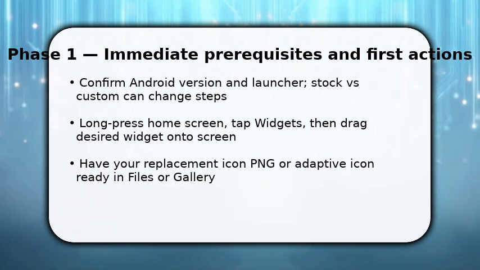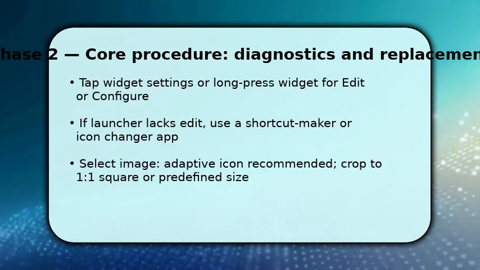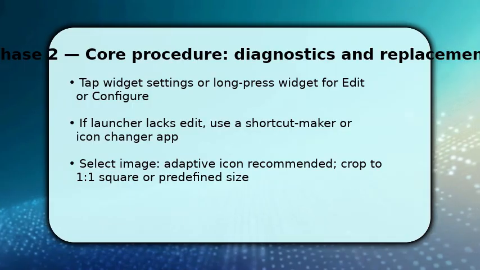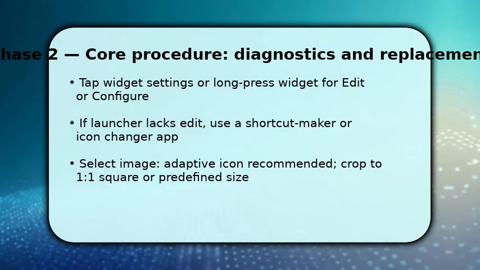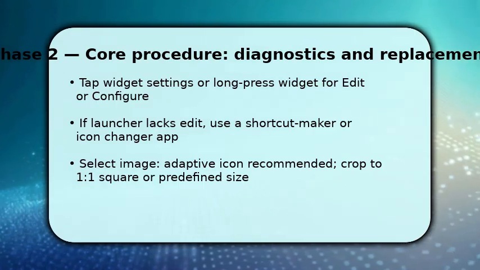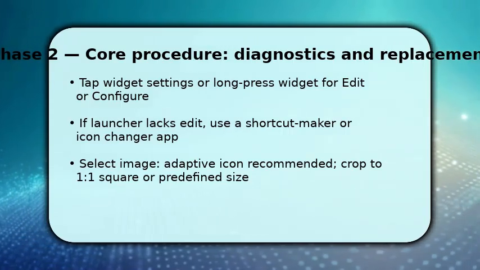You now go into the widget's configuration. Tap the widget, choose Edit or Configure. If that option is missing, install a trusted shortcut maker or icon changer app and create a shortcut of the widget. Once in the editor, select your replacement image and choose Adaptive Icon when available because it preserves system masking.